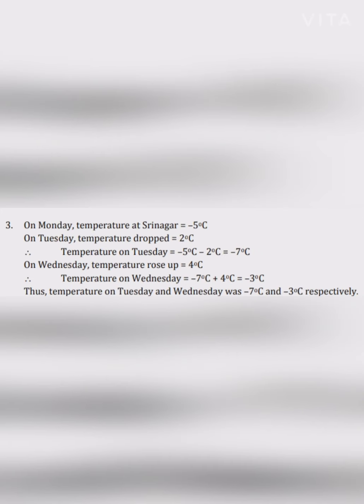In the solution of this question, the same thing is done. That on Monday, temperature at Srinagar is minus 5 degrees Celsius. On Tuesday, temperature dropped 2 degrees Celsius. Temperature on Tuesday will be minus 5 degrees Celsius minus 2 degrees Celsius will be minus 7 degrees Celsius. So the temperature on Tuesday is minus 7 degrees Celsius. On Wednesday, temperature rose up by 4 degrees Celsius. That temperature on Wednesday will be minus 7 degrees Celsius plus 4 degrees Celsius will be minus 3 degrees Celsius. Thus, temperature on Tuesday and Wednesday was minus 7 degrees Celsius and minus 3 degrees Celsius respectively.